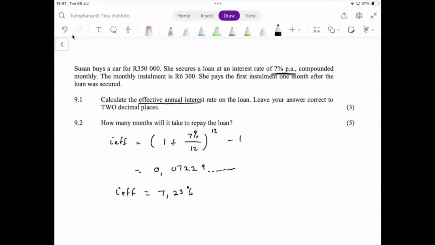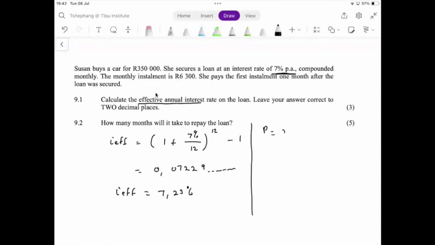Let's quickly attempt 9.2 together. Okay. Firstly, we need to identify what's happening here. The lump sum of money, does it exist now or is it going to exist somewhere in the future? That's the question that you need to ask yourself before you use the present or the future value. This 350,000, does it exist now or somewhere in the future? It exists now. Definitely, it exists now. Because it exists now, we're going to use the present value.